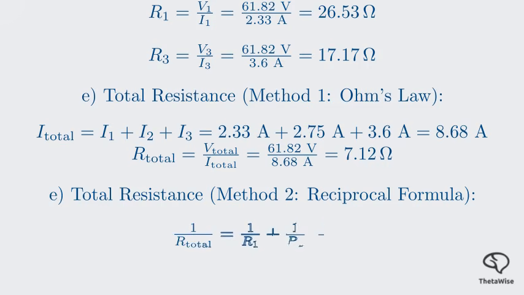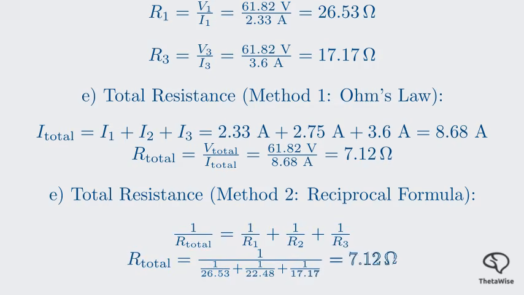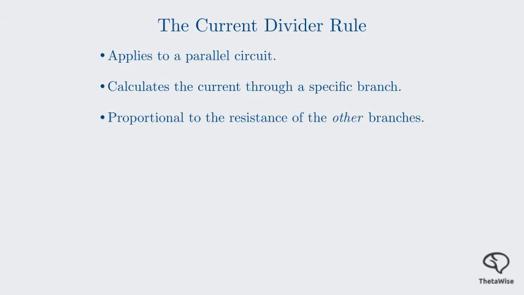Plugging them in gives us the same result, 7.12 ohms. Both methods are valid. Let's introduce a very useful concept for analyzing parallel circuits: the current divider rule. The current divider rule tells us how the total current entering a parallel junction is divided among the branches. It gives us a direct way to find any branch current without having to calculate the total voltage first. We can derive this rule from Ohm's law and the parallel circuit rules.